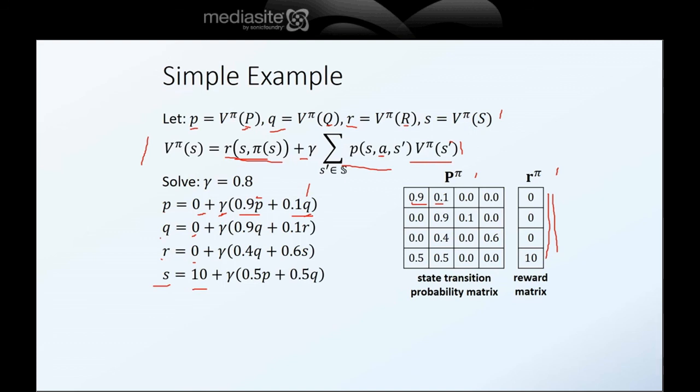Likewise, for the remaining, we'll just do one more. So the value of the state Q is equal to the reward for state Q under policy pi, of course, plus gamma times, when you're in state Q, with the probability of 0.9, we go back to state Q, and with the probability of 0.1, we go to state R. And so 0.9 times lowercase q, the value of state Q, and 0.1, which is the probability, times the value of state R, which is lowercase r. Likewise for the remaining two expressions.